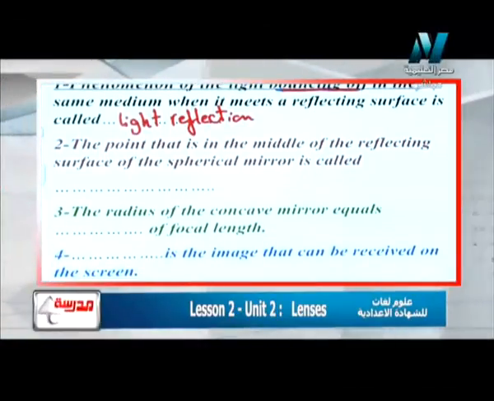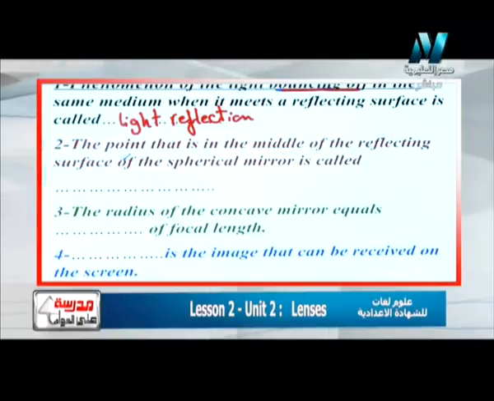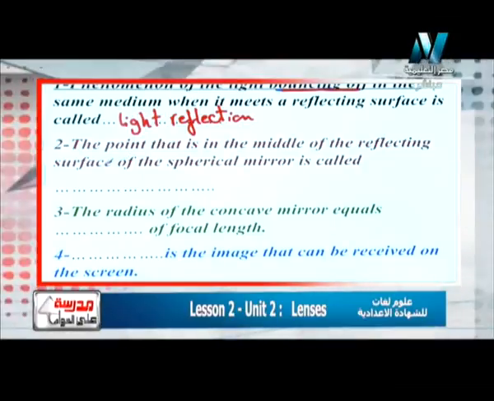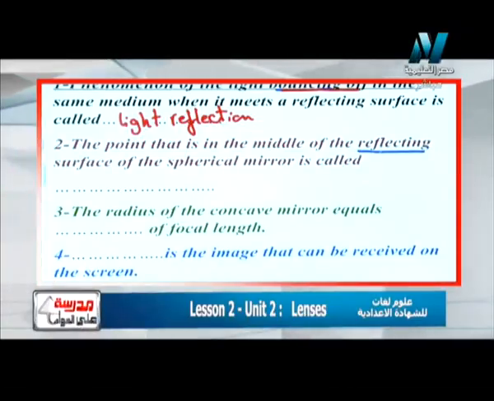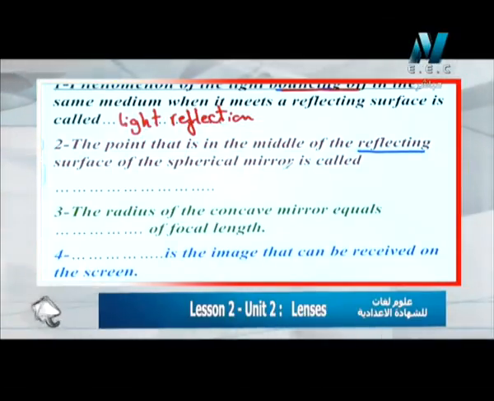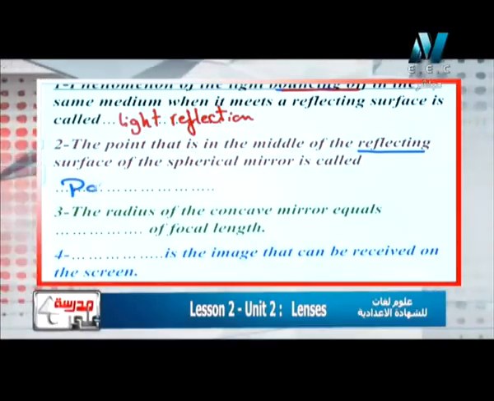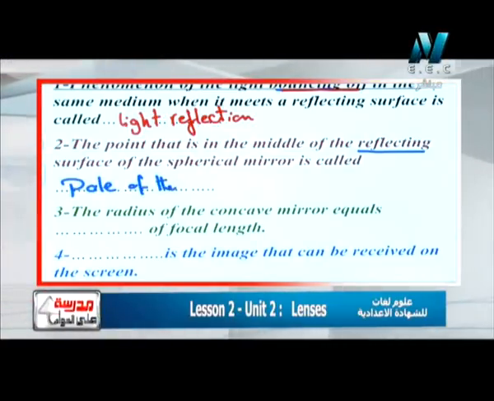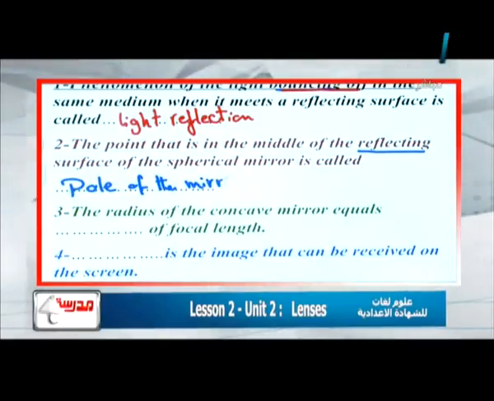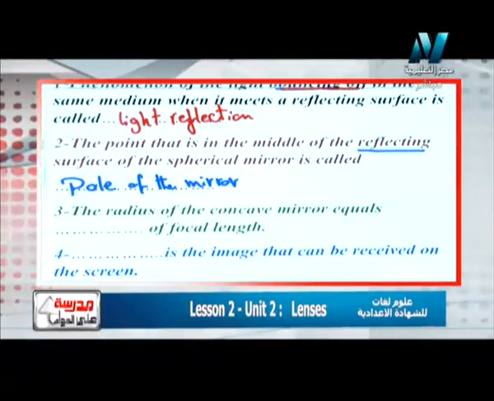Number 2, the point that is in the middle of the reflecting surface of the spherical mirror is called what? It's called the pole of the mirror. Pole of the mirror.